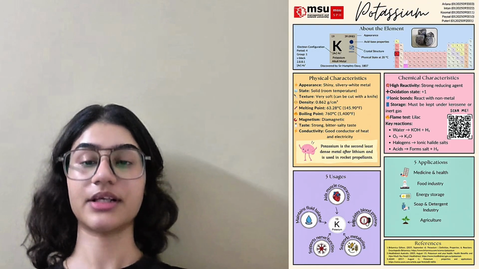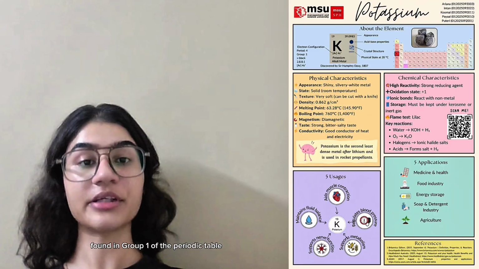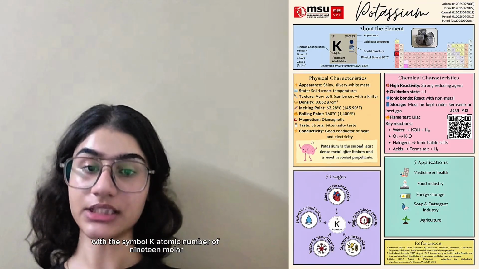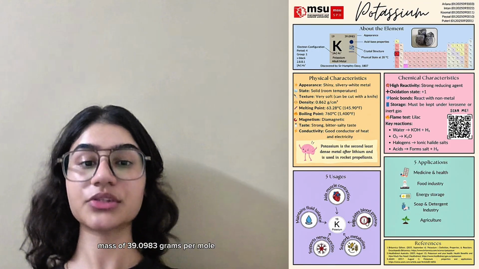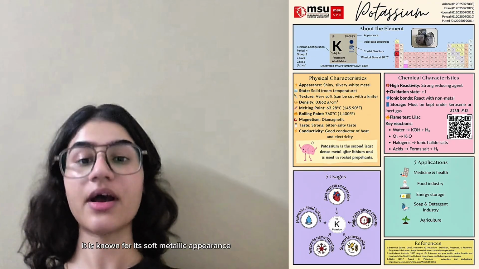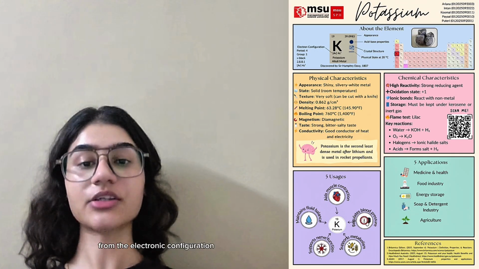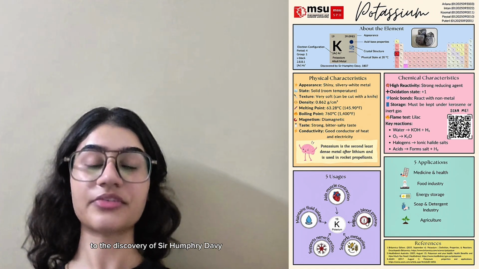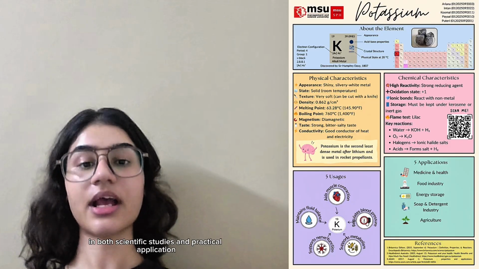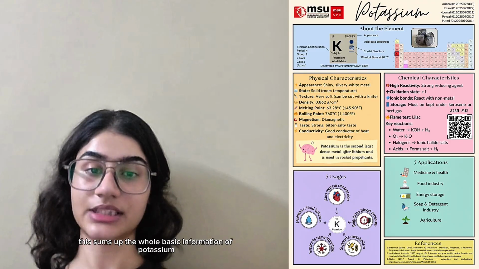In conclusion, potassium is a fascinating and essential element found in Group 1 of the periodic table. With the symbol K, atomic number of 19, and molar mass of 39.0983 grams per mole, it is known for its soft metallic appearance, high reactivity, and its importance in chemical properties. From the electronic configuration to the discovery by Sir Humphry Davy, potassium remains a crucial element in both scientific studies and practical applications. This sums up the whole basic information of potassium.